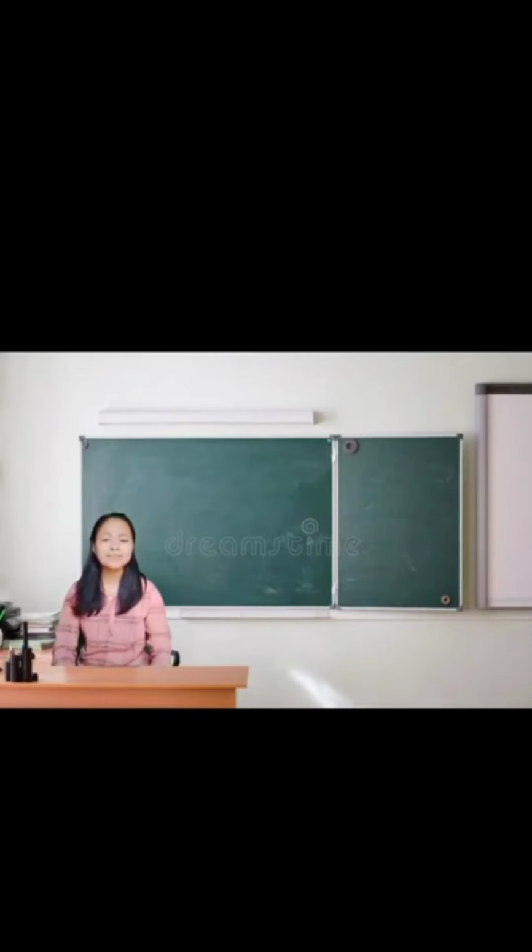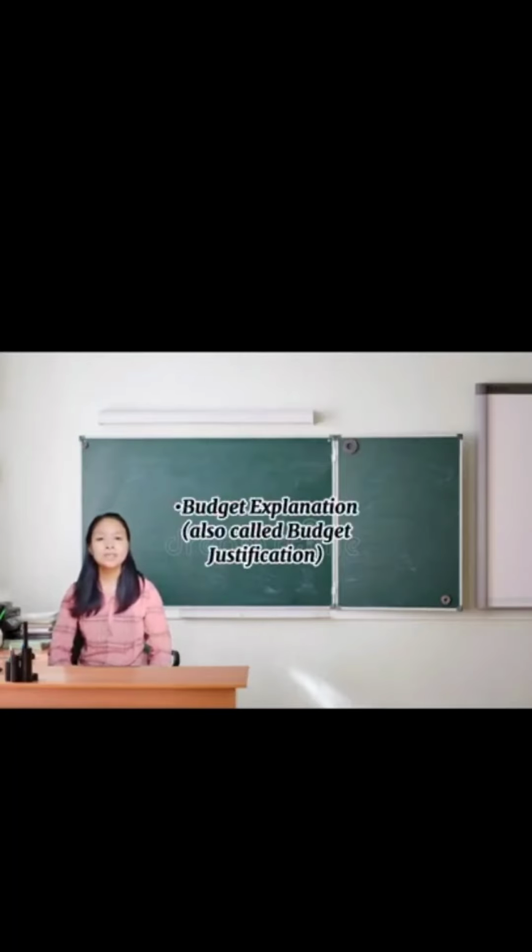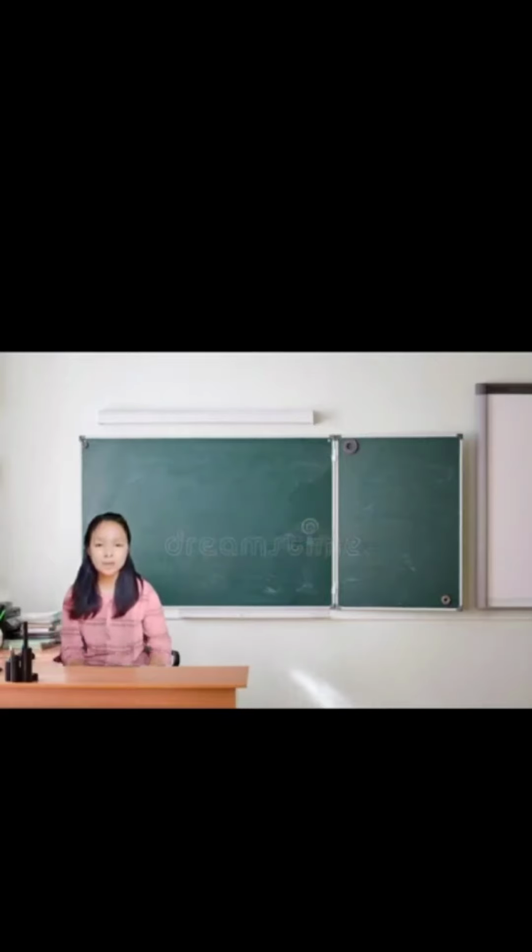Another key element of a complete proposal is the budget explanation. It is also called budget justification. Under this, you have to arrange by budget categories. You also have to explain briefly how budget items were calculated.